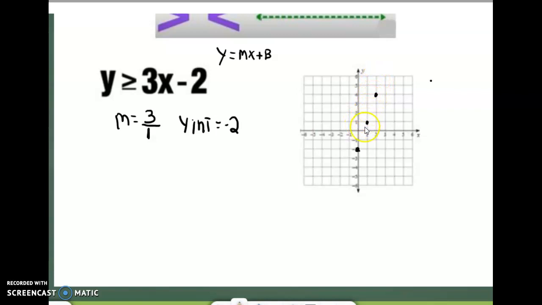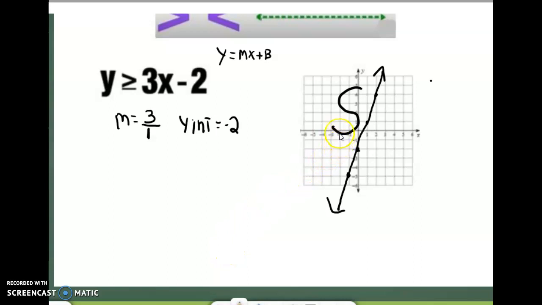Then I think we ran out of room. Let's go backwards: over 1, down 3 over 1. All right, it's greater than or equal to, so it's going to get a solid line. And then let's figure out what area we are going to shade in. Well, if it's greater than, that would mean anything above the line. So anything in this area right here is going to be a solution.